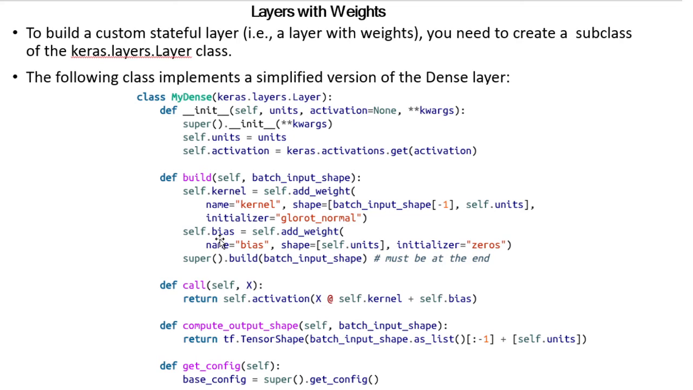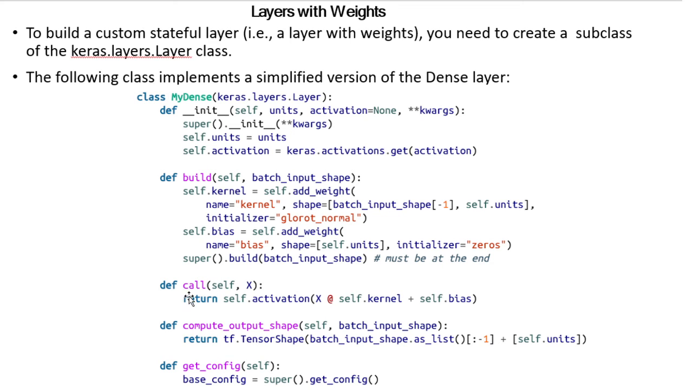And we have bias. The bias is again created using the add weight method. The name given to this is bias. The shape is nothing but the neurons, that is units, and the initializer here is zeros. So we find out all the weights and the bias associated with each and every layer. And at the end, we call the parent build method. This tells Keras that the layer is built successfully.